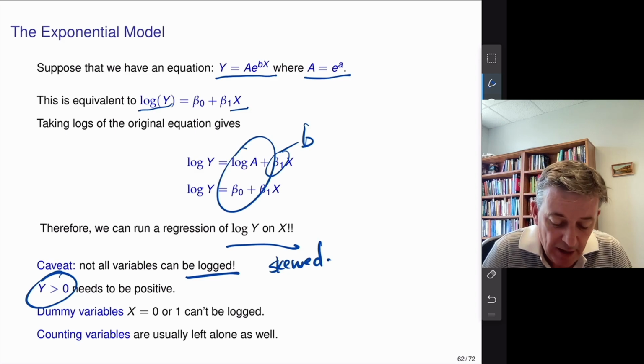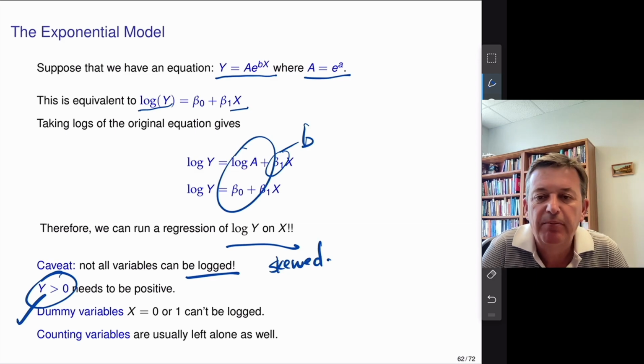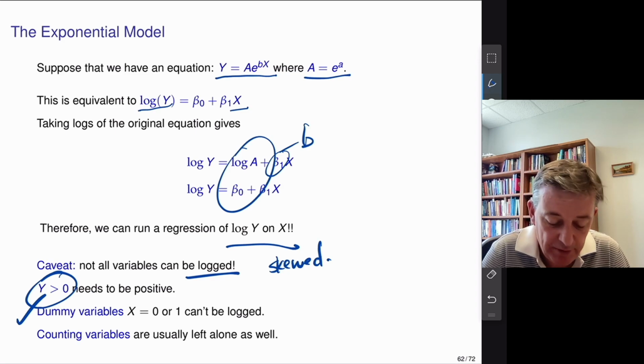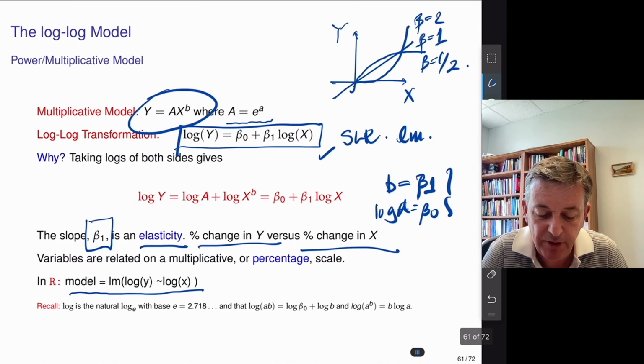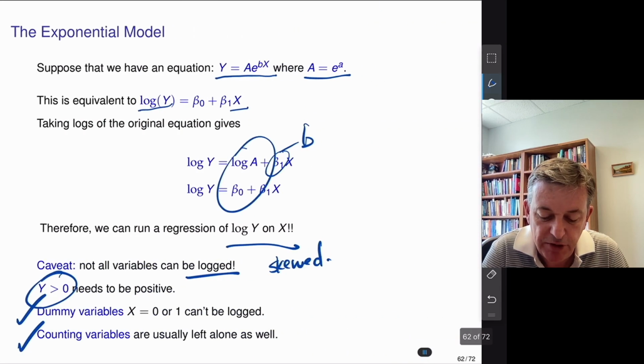Another class of variables, sometimes they're called one-hot encodings. I like to call them indicator or dummy variables. So x is either switched on or switched off, two different groups. Clearly those variables can't be logged. And again, counting variables you generally leave alone. So if you're measuring age in years, as a general rule, you wouldn't take logs. You'd leave those alone. Okay, so there's two transformation models that we have. One is our log-log model, that'll correspond to a power, and our other is just log y on x. That will correspond to an exponential.